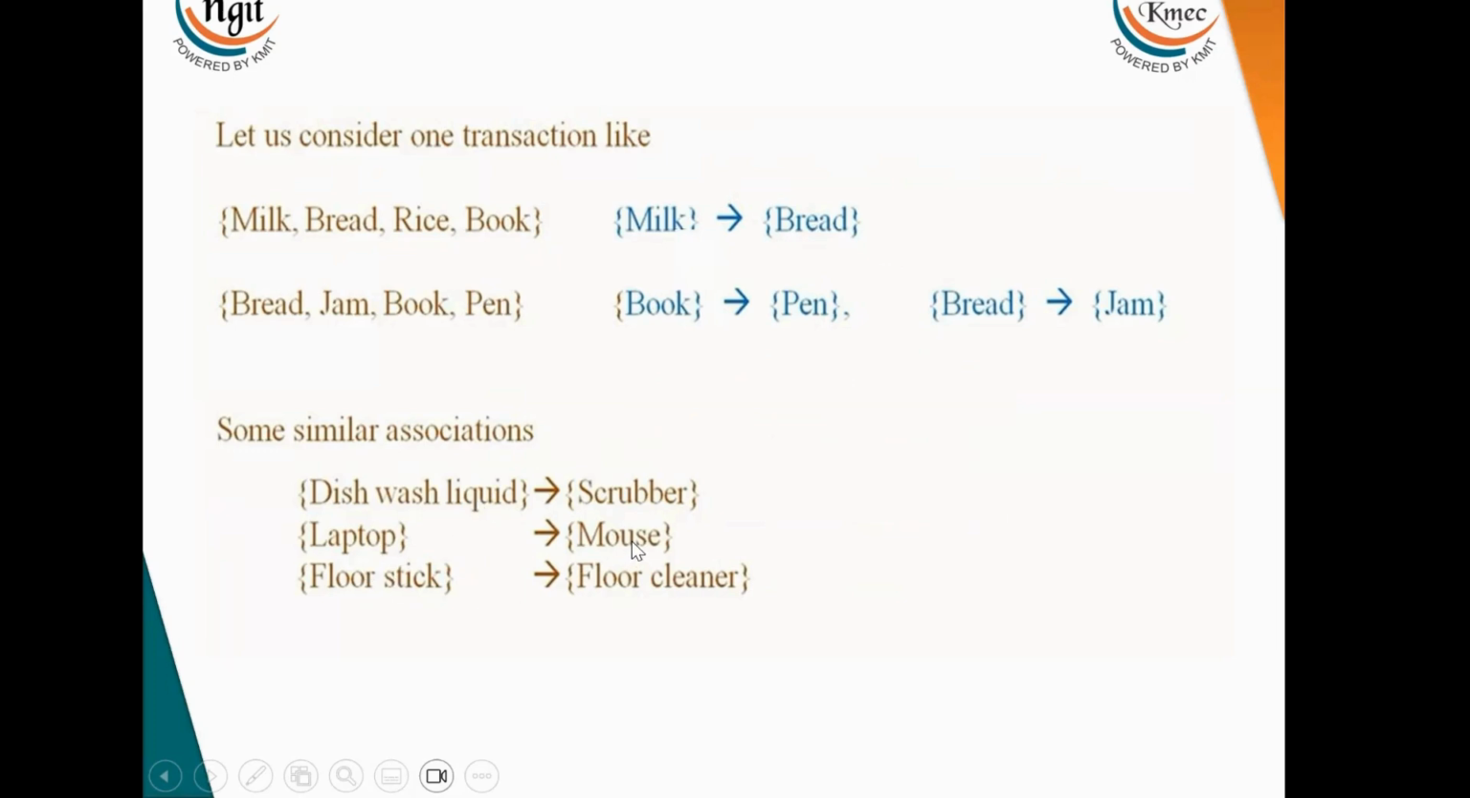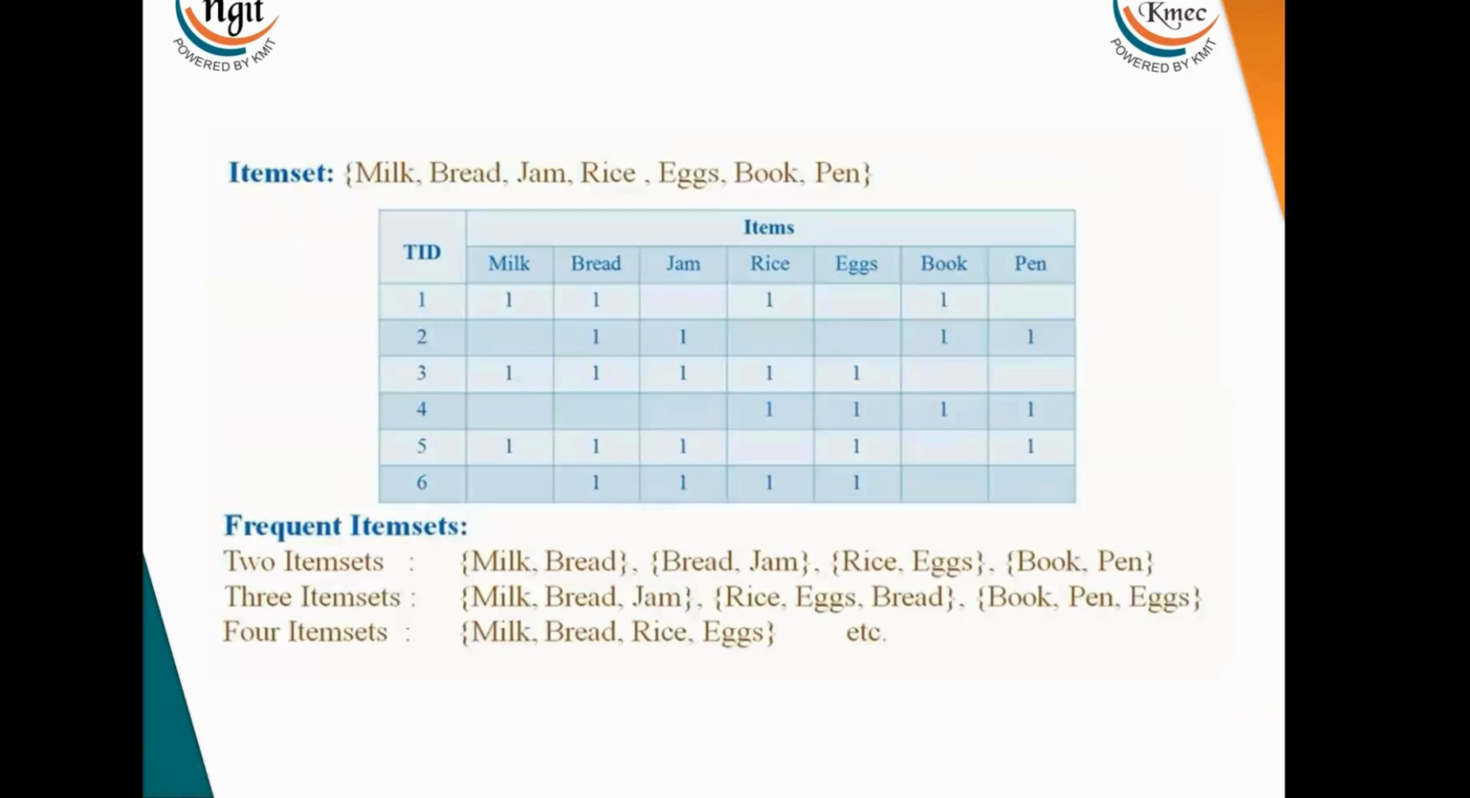If you are buying a laptop, there is a possibility that most people will buy a mouse, floor cleaner, dishwash liquid, scrubber. In this way, we'll generate all different rules. So look at this example here. One represents that in transaction ID 1, milk is purchased. For bread, here it is 1, which means in transaction 1, bread is purchased. If nothing is represented, it means that in transaction ID 1, it is not purchased. In a similar way for all the transactions.